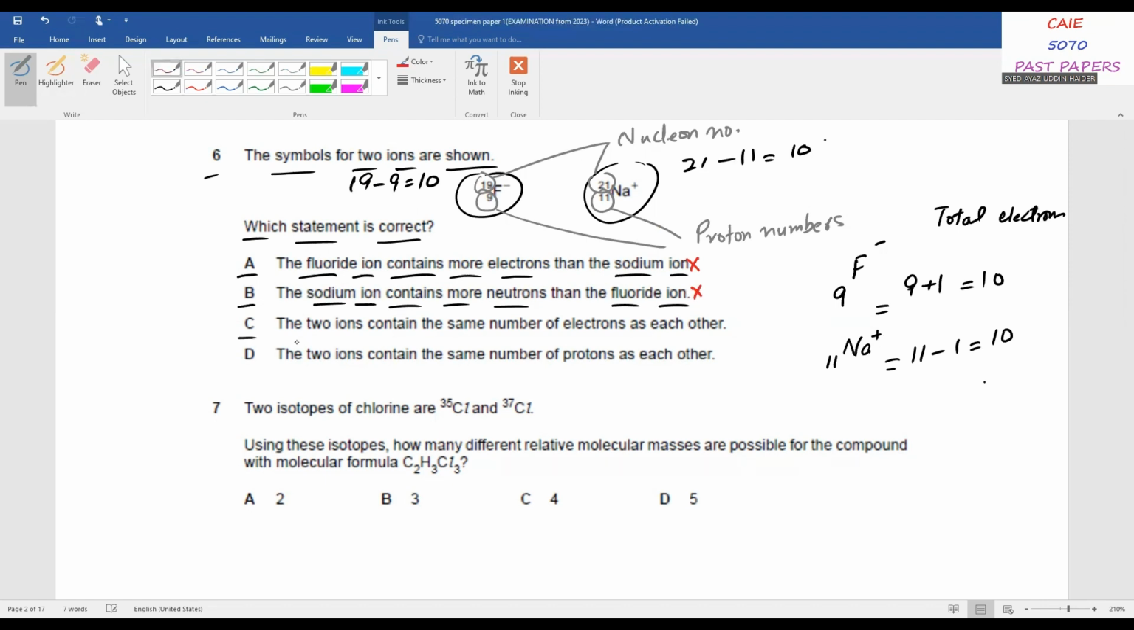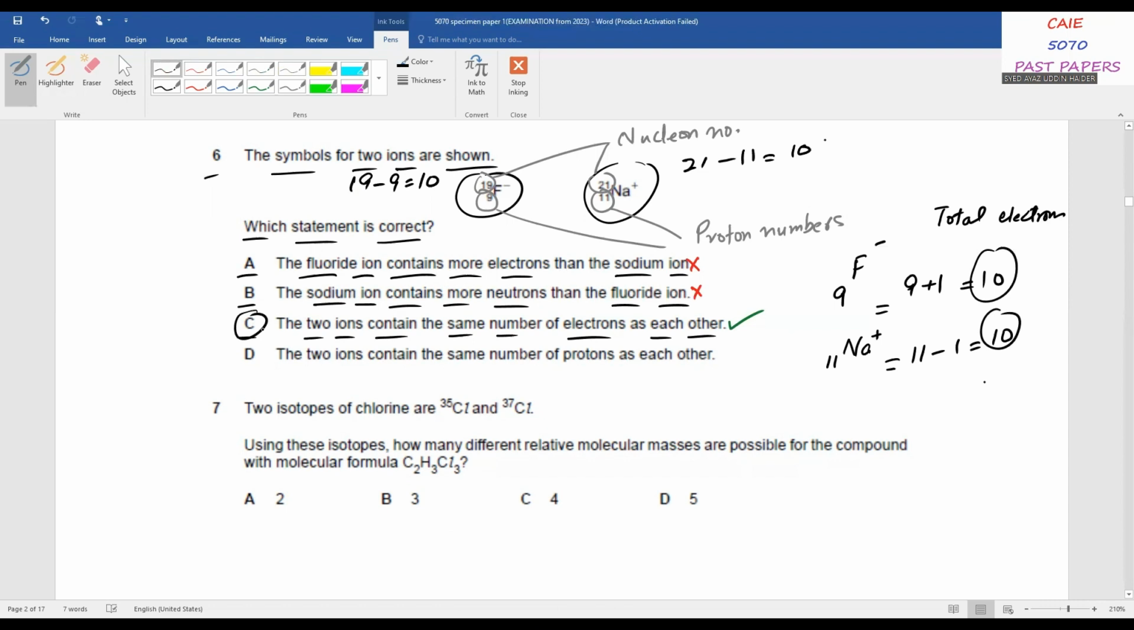Let's move on. C. The two ions contain the same number of electrons as each other. No, I have already calculated the electrons. Both are having 10 electrons. So this must be the right statement. So the correct answer for this question will be C.